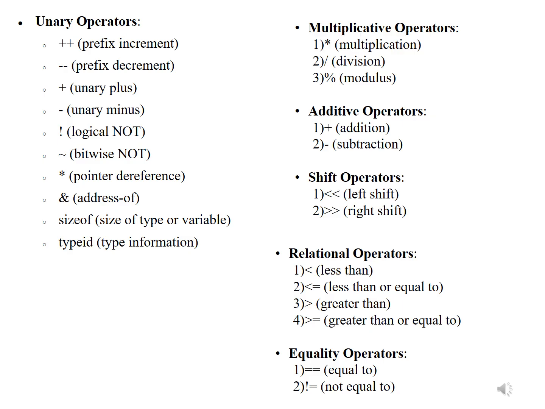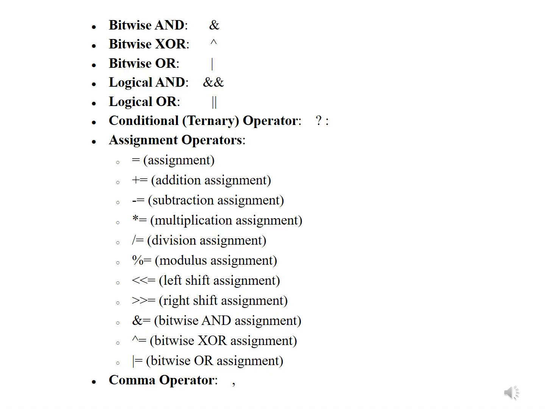After that come the relational operators, that is less than, less than or equal to, greater than, and greater than or equal to. Then the equality operators come, equal to and not equal to. This is the precedence which we need to follow. Then come the bitwise AND operator, ampersand, bitwise XOR, caret, bitwise OR, the single pipe line, logical AND, that is double ampersand, logical OR, that is the double pipe symbol, then the conditional operator, a question mark and colon, then the assignment operators occur.